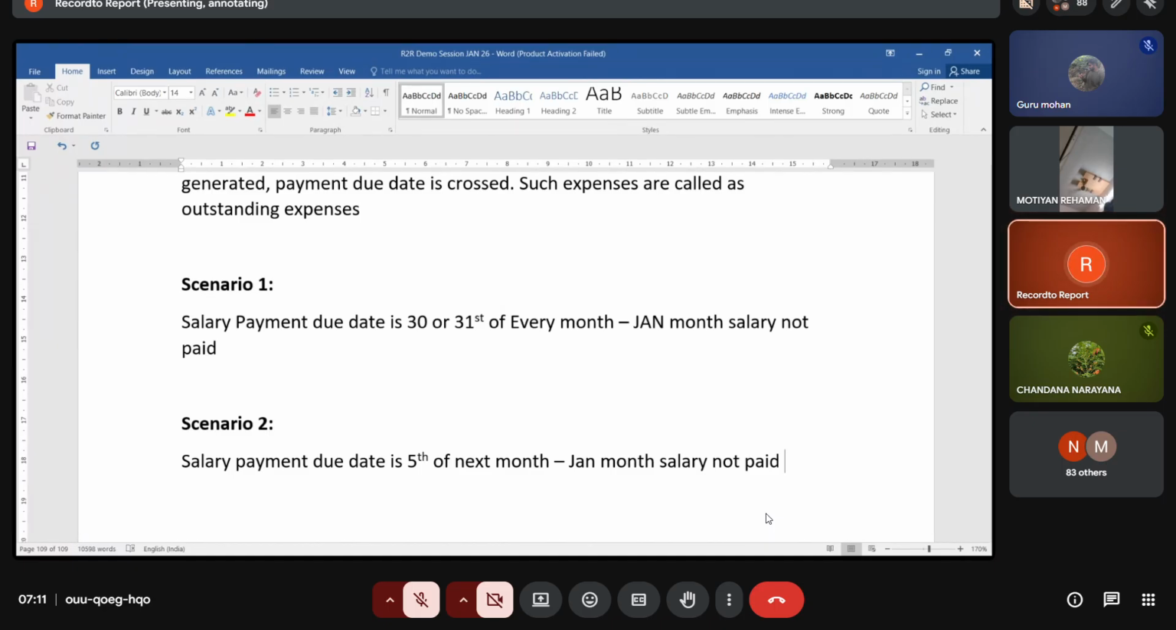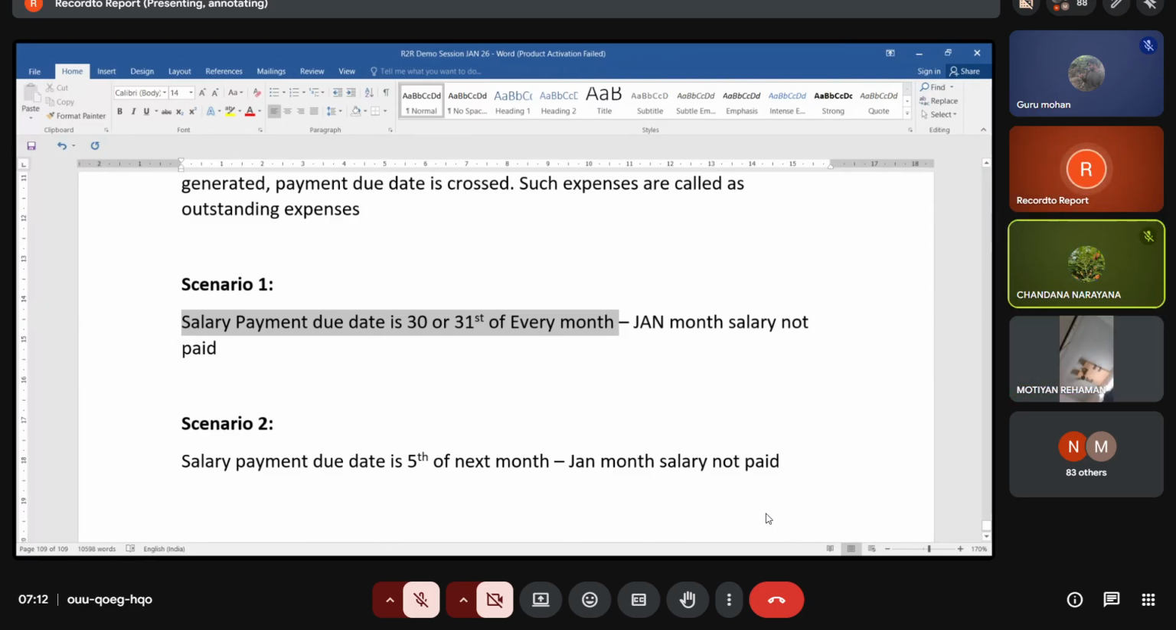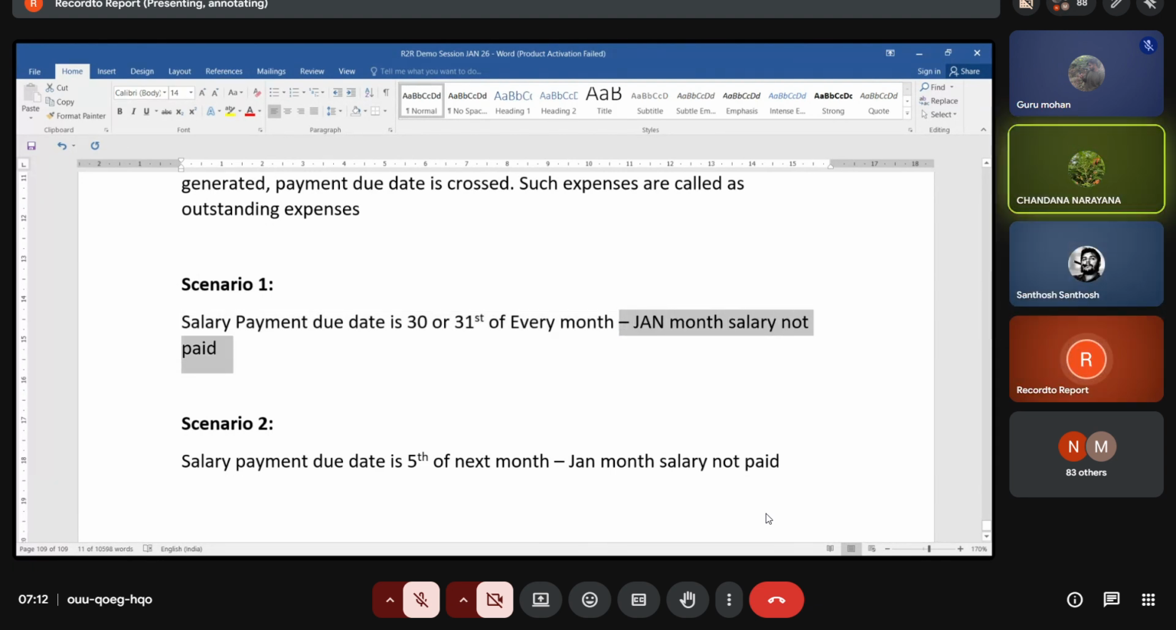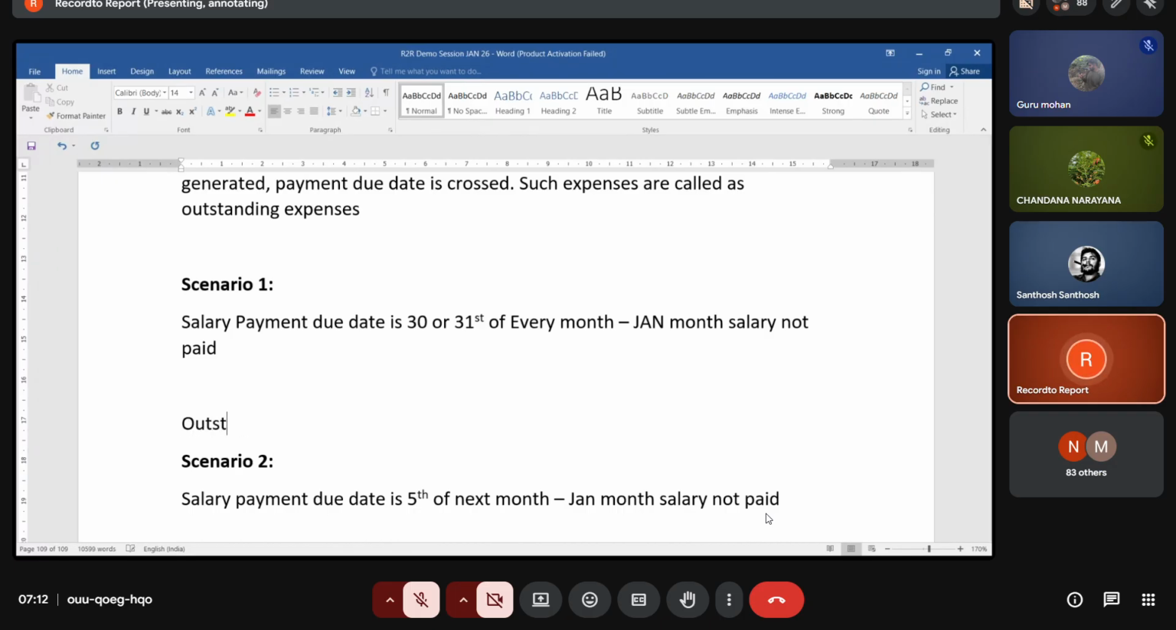What is the meaning of outstanding expenses? The expenses which have been incurred, payment is not done, invoice is generated, and the payment due date is also crossed. So tell me, in scenario one, when is the due date? 30th or 31st of every month. Was the January month payment done? Not yet done. So is it outstanding or accrued expenses? It's outstanding. Outstanding salary, this is.